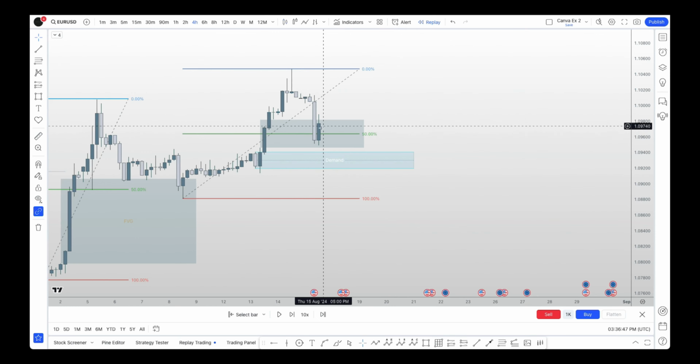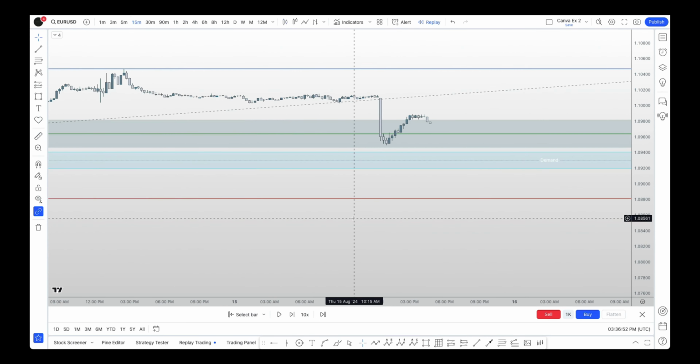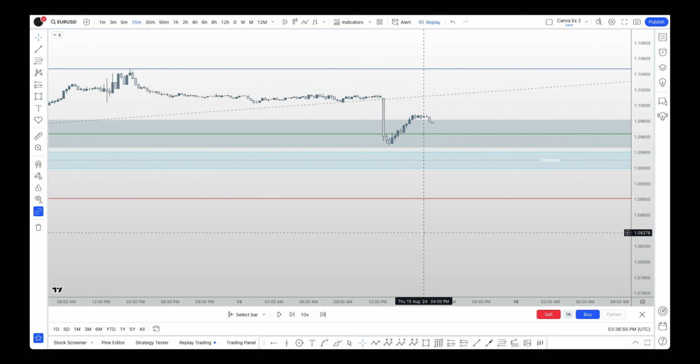And now that we see that we have some rejection, we're going to drop down to the 15-minute. And what does the second rule say? Once your POIs are marked up, drop down to the 15-minute, mark up anything important on your chart, or refine your POIs. You don't have to refine if you don't want to. And then look for a sweep of liquidity near or at your supply/demand zones.